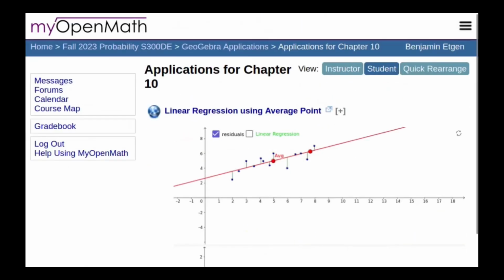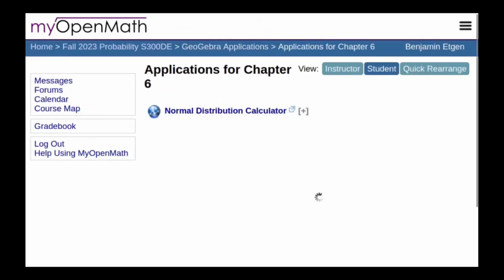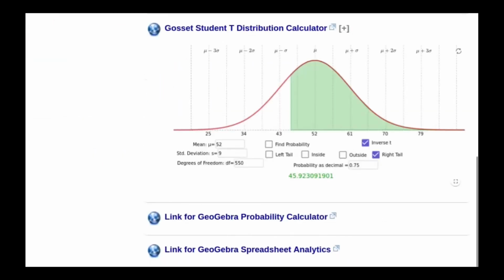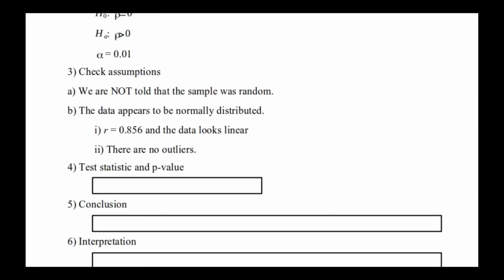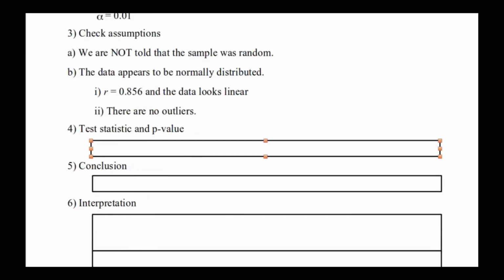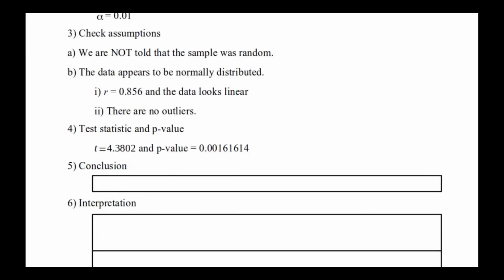and I'm going to go to the applications for Chapter 6. I want a Gossett student t-distribution. I want it to be standard, so the mean is 0, the standard deviation is 1. The degrees of freedom is 9 minus 2, or 7. We're interested in finding a probability. We are interested in it being a right tail, and we can paste in our lower bound. That was the t-value that we just found, and that tells us our p-value. So this gives us our test statistic, our t-value, and our p-value.